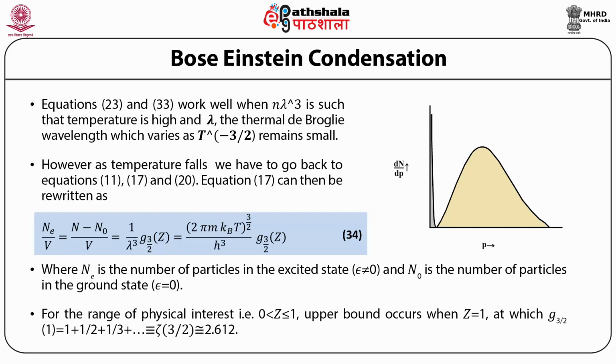For the range of physical interest, that is 0 less than z less than or equal to 1, the upper bound occurs when z is equal to 1, at which the Bose integral of the order 3/2 is equal to 1 plus 1/2^(3/2) plus 1/3^(3/2) plus so on, which is nothing but the Riemann zeta function of 3/2, which is approximately equal to 2.612.